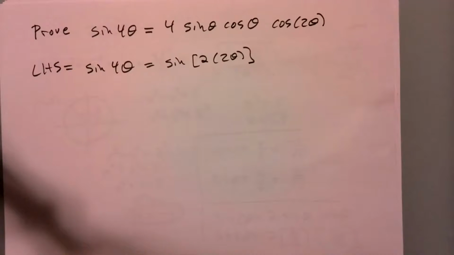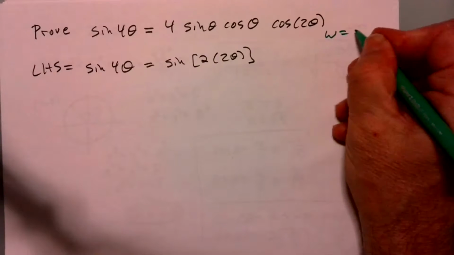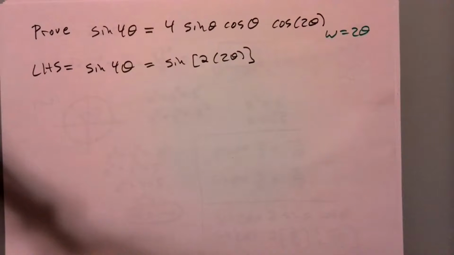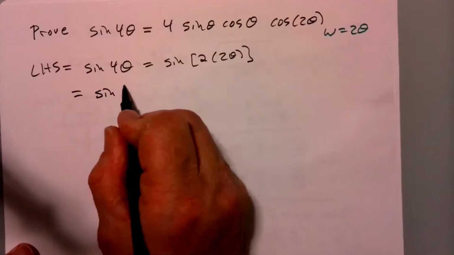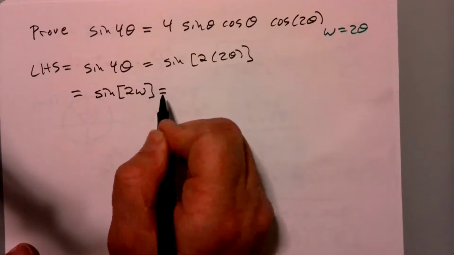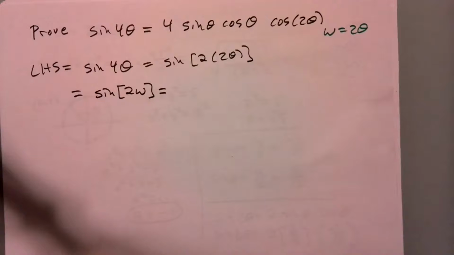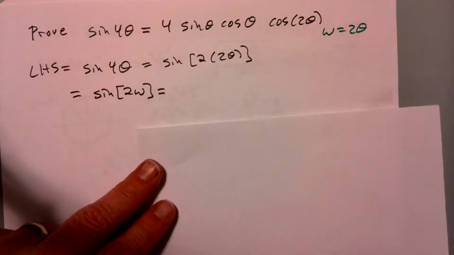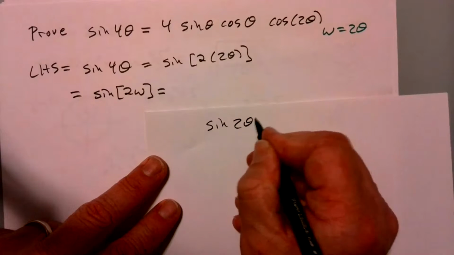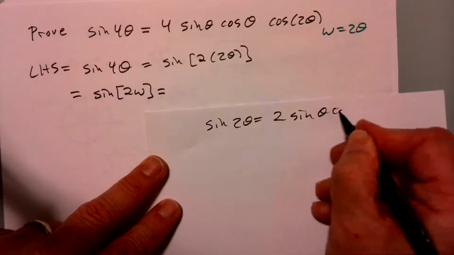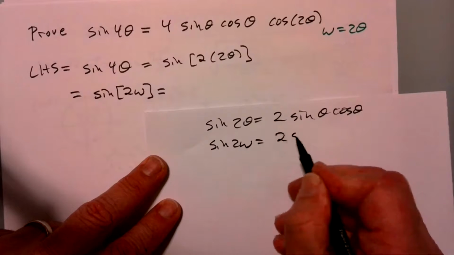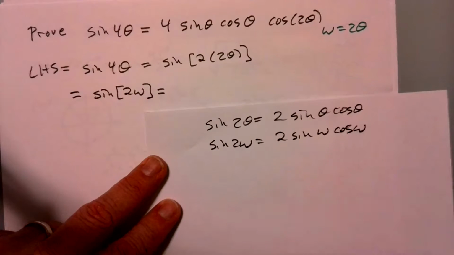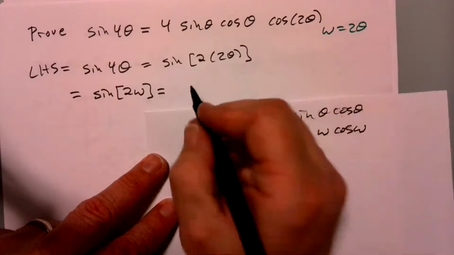Let me introduce another variable. I'm going to let W equal 2 theta, just so I can understand this a little bit cleaner, make it a little clearer. So this now becomes the sine of 2W, which is what? Well, the sine of 2 theta is 2 sine theta cos theta. That's our basic identity, right? We know that. Our favorite double angle identity. So I can certainly replace theta with W, and I could say sine of 2W is 2 sine W cosine W. That's what I'm going to do. So we're going to make this 2 sine W cosine W.